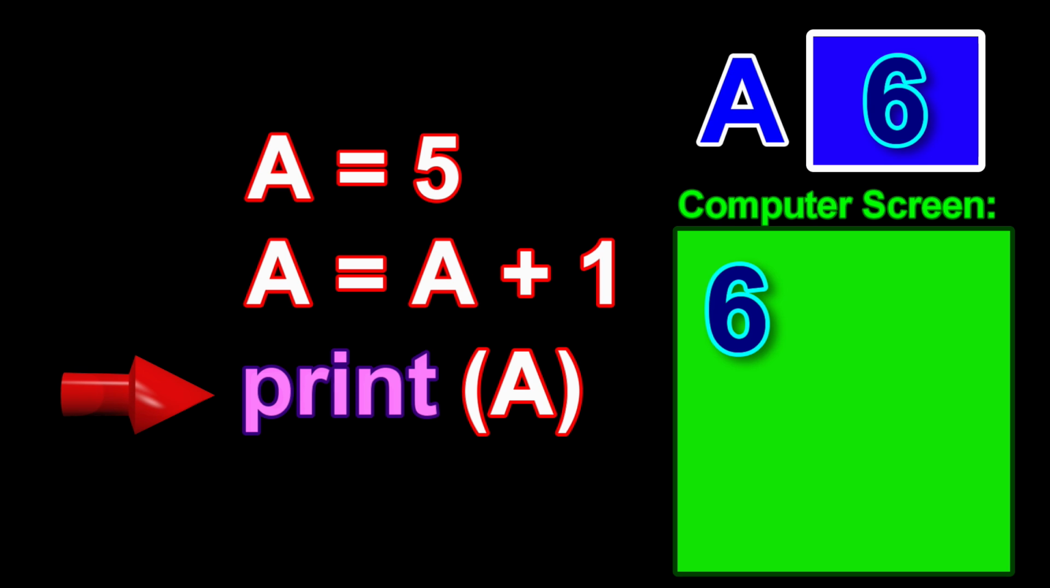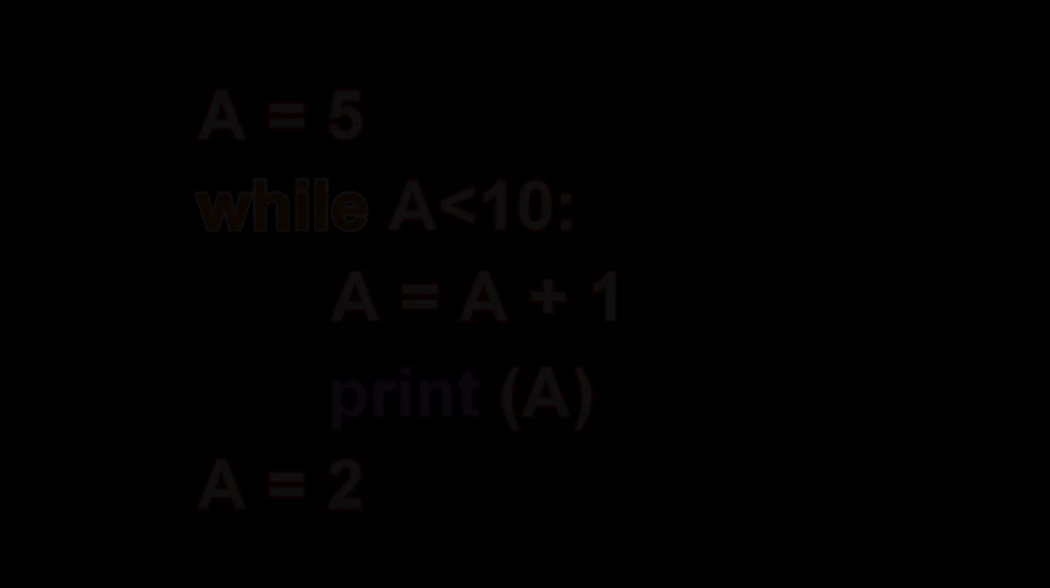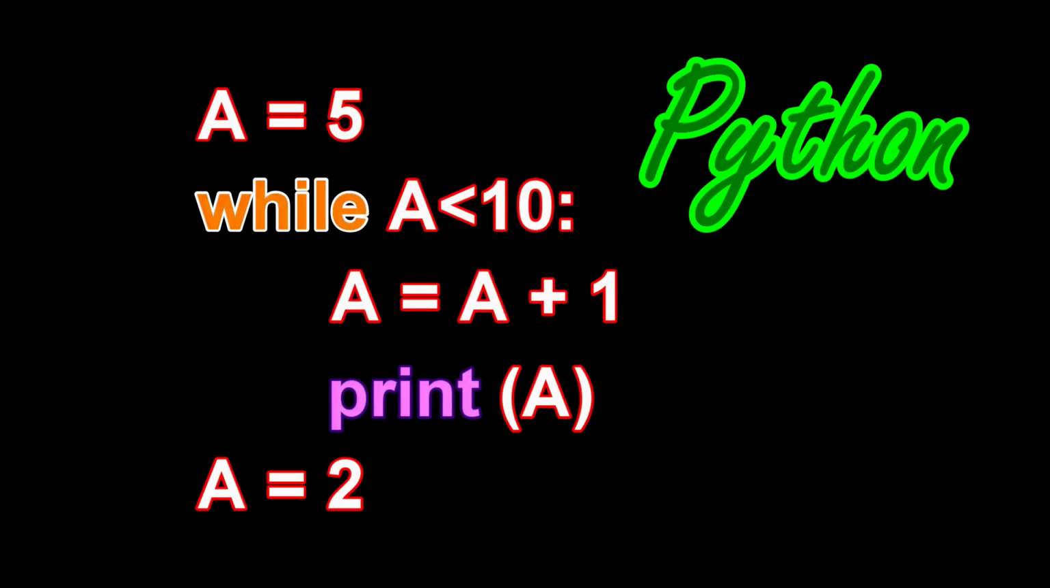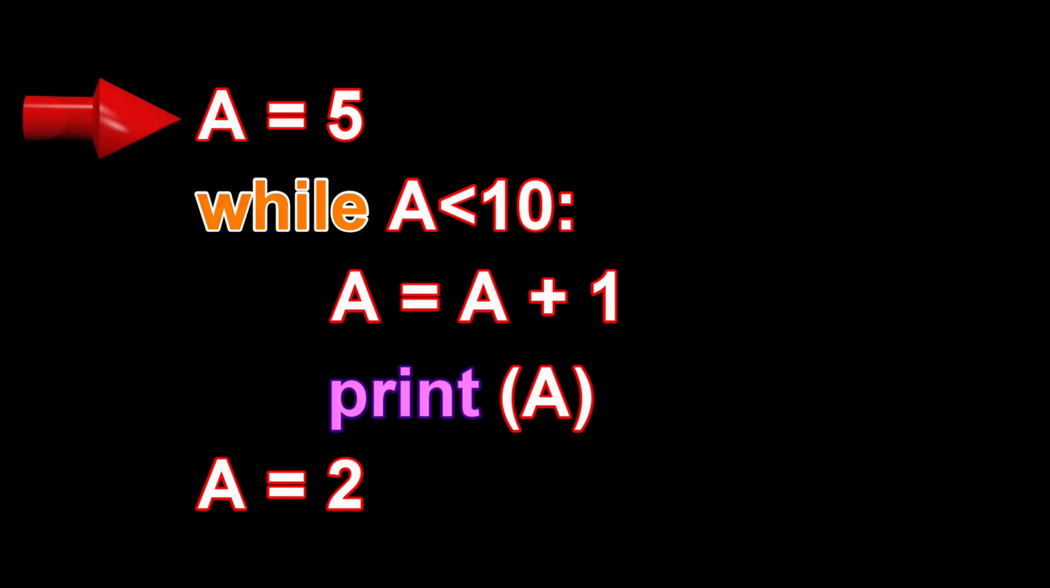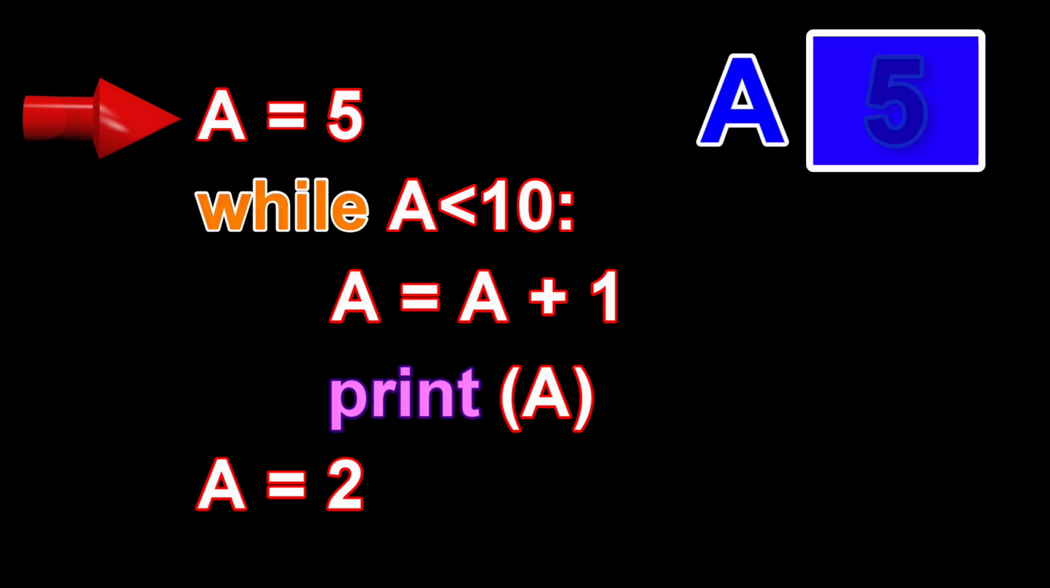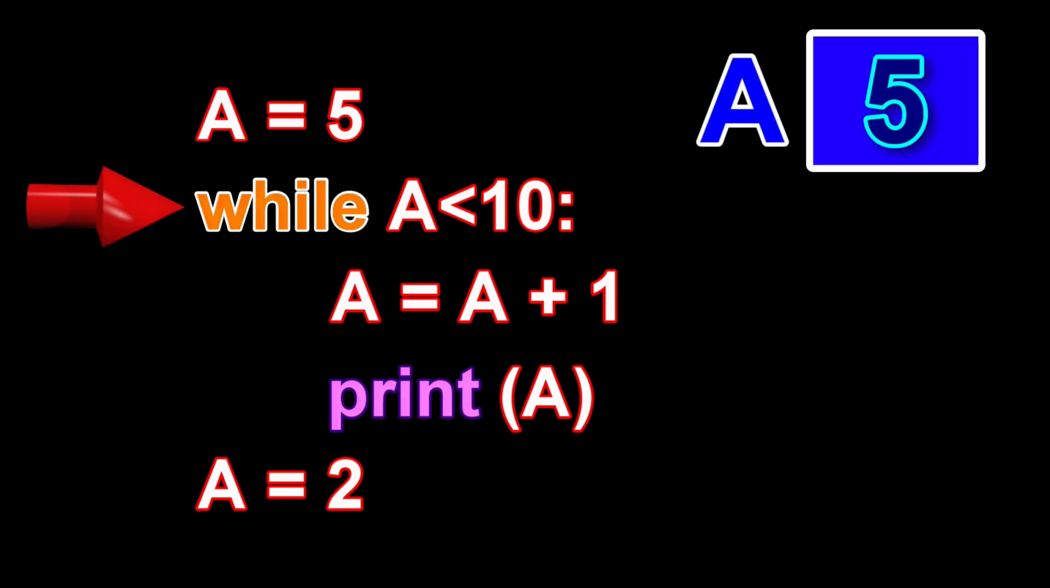Let's now combine this with what we've described previously and create a while loop. Here is a while loop in the programming language Python. The first statement sets the variable a to 5. The second statement places the program in a loop, which will keep repeating while a is less than 10 at the start of each loop. Since 5 is less than 10, we enter the loop.